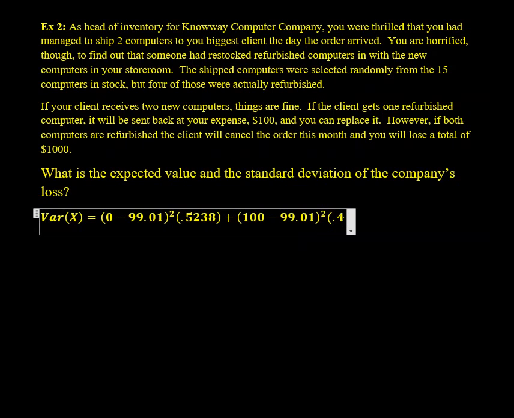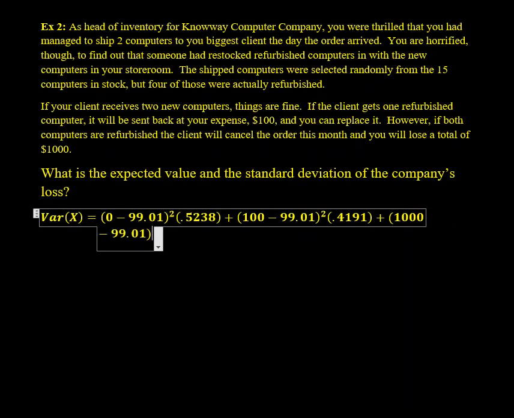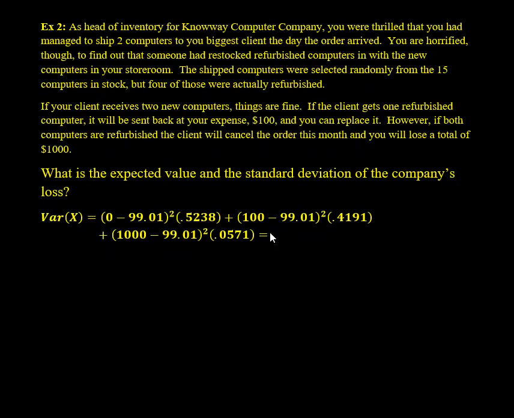which is 0.4191. Finally, we're going to add to this the probability of losing $1,000, so 1,000 minus the expected value, 99.01, quantity squared, times its probability of 0.0571. This comes out to equal 51,488.